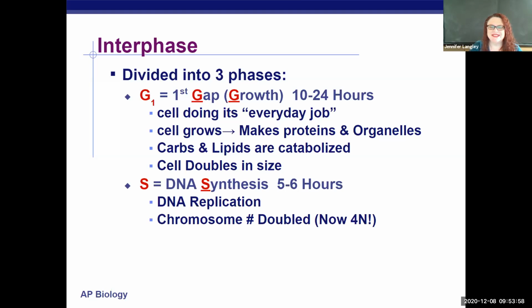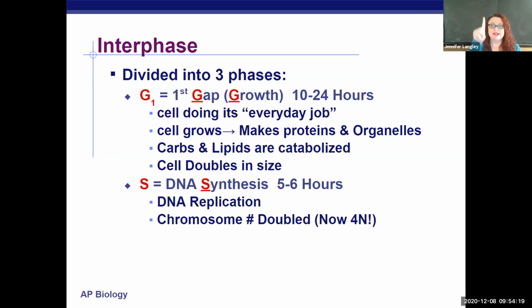Our chromosome number is doubled. So when we have our original set, plus we make a copy, that means we have 2 sets. Our chromosome number has doubled, and we are what we call 4N. Now the N refers to the number of sets of DNA that you get.